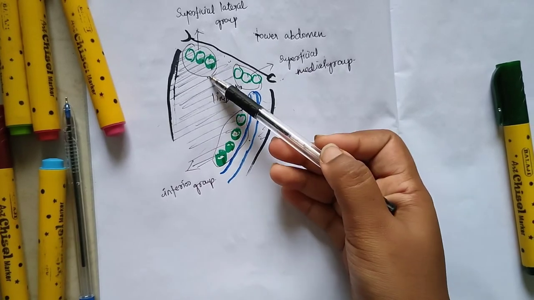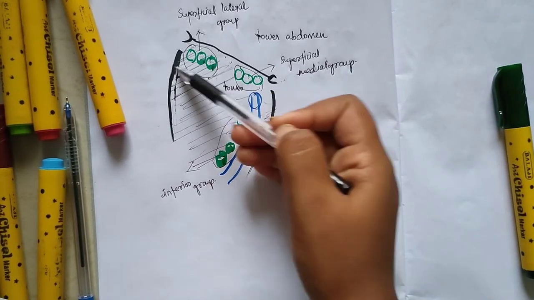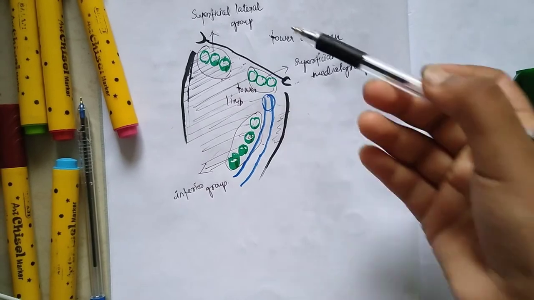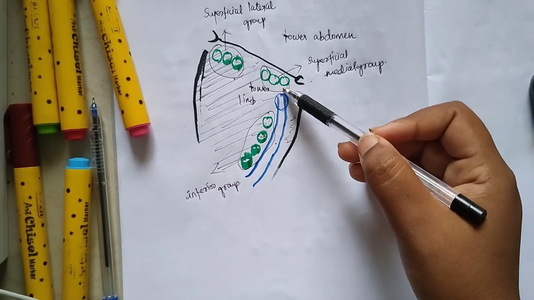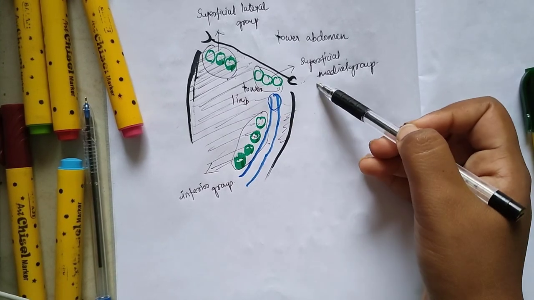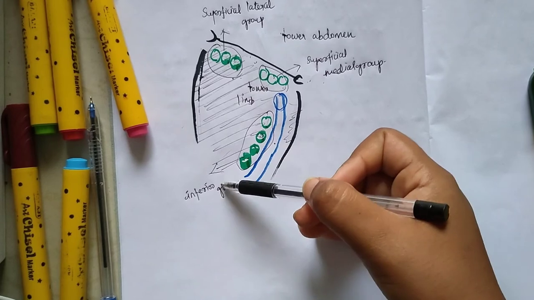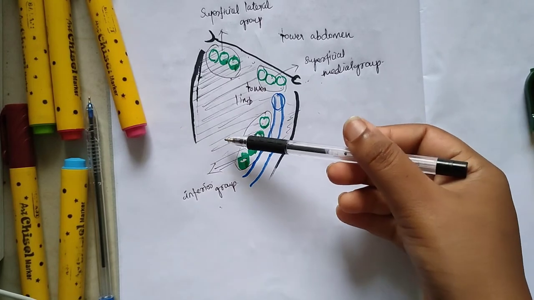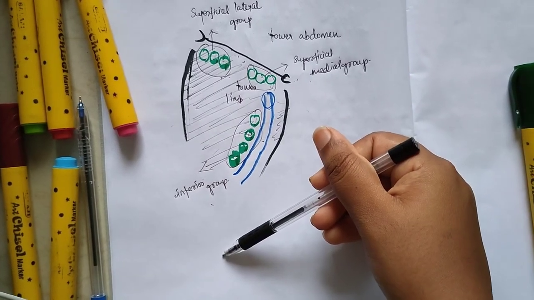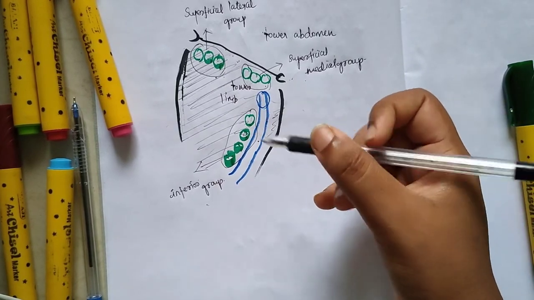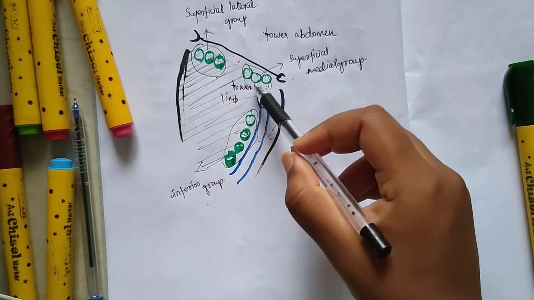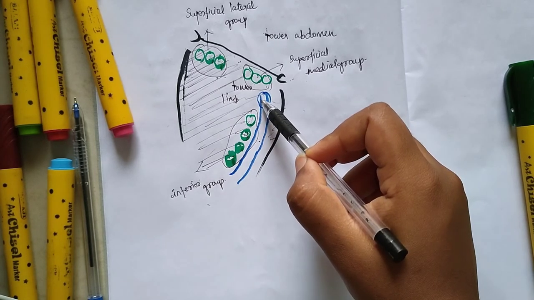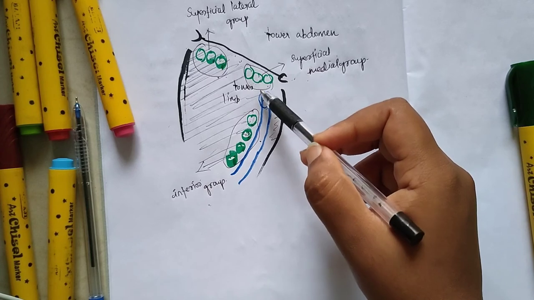This superficial lateral group receives the lymph from the gluteal region and the lower abdominal wall, that is below the umbilicus. And this superficial medial group receives lymph from the external genitalia except the testis. And this inferior group receives the lymph from the superficial area of the lower limb, from the thigh and also from the leg. All the superficial lateral group, superficial medial group and the inferior group drain the lymph into the deep inguinal nodes that are present along the femoral vein.